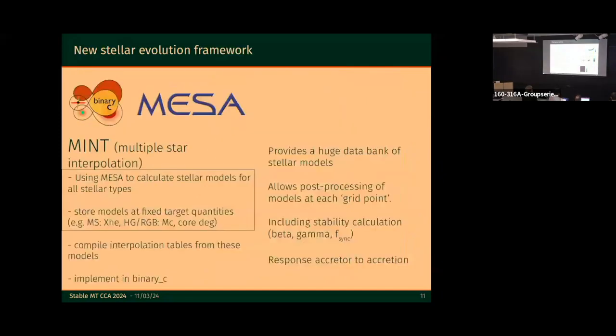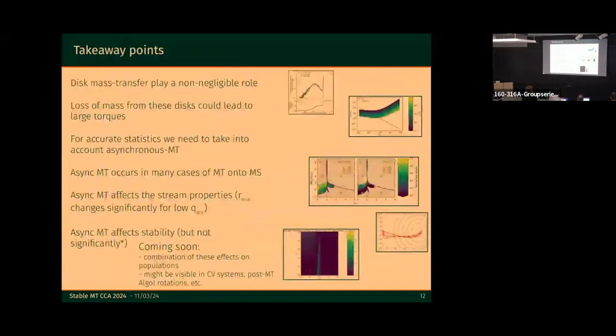Overall, I'm finding basically that this mass transfer plays a big role. Accretion disk mass loss could provide a large torque, but in order to get good statistics, we need to take into account the asynchronicity. Asynchronicity makes a change in stability, but it won't be dominant. So it's likely a very negligible effect. And these are the points that I want to make in my talk. Thank you.